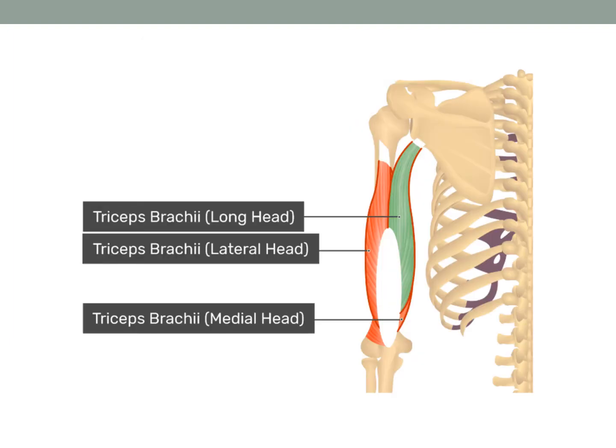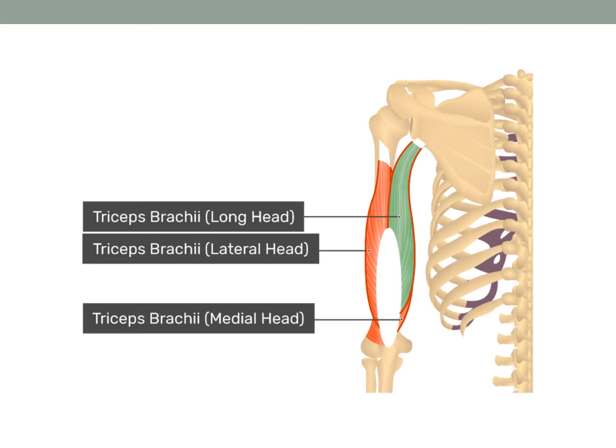All those muscles that I just went through were on the anterior side, which dealt with flexion. Now we're more focused on the posterior side, and we're looking at the triceps brachii, whose action is extension, and it also deals with adduction. There is a long head, a lateral head, and a medial head.